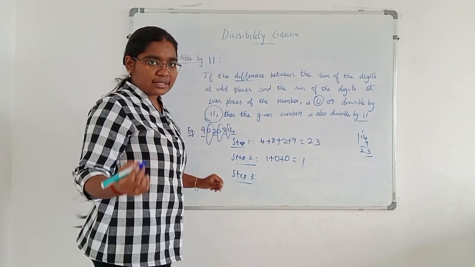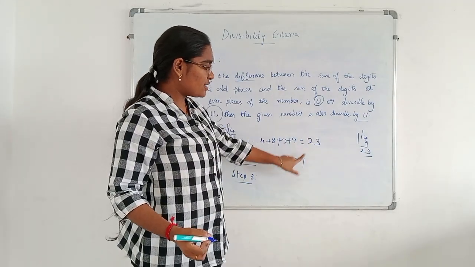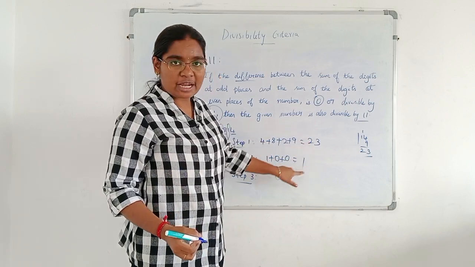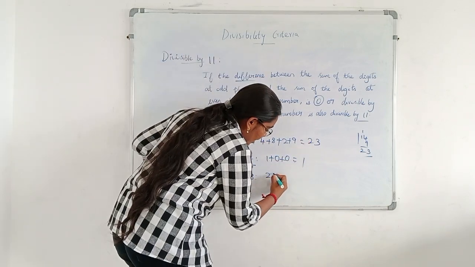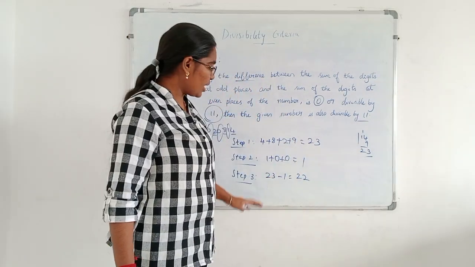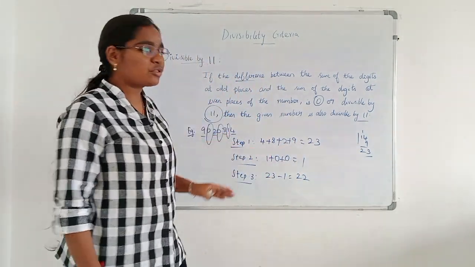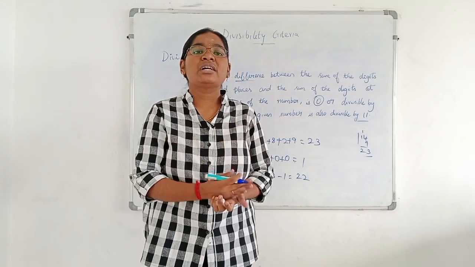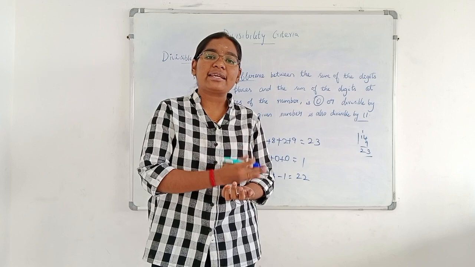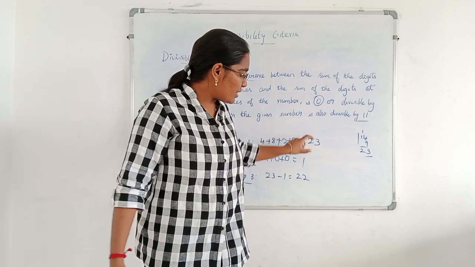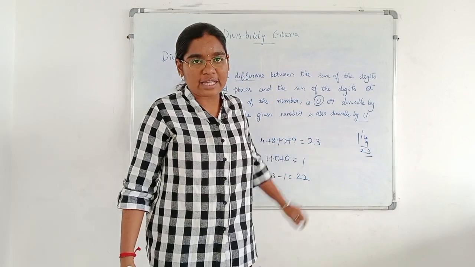Step number 3 is you have to find the difference of these two numbers. That means you have to subtract these two numbers. So, 23 minus 1. What will you get? 22. Okay. So, step number 1 is you have to add the numbers at odd places. Step number 2, you have to add the numbers at even places. Step number 3, you have to find the difference of both of those numbers.